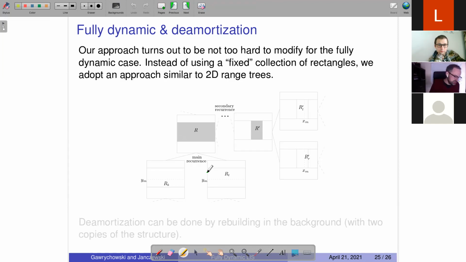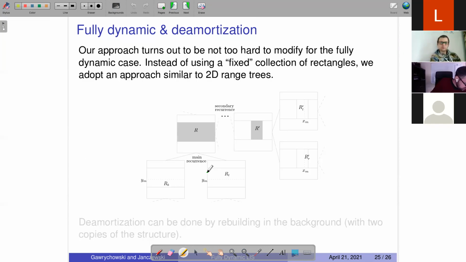So we use a different recursion. If you know 2D range trees, and probably you do, it's a recursion very similar to 2D range trees. So it's divide and conquer on the one coordinate, and inside each problem we do divide and conquer on the other coordinate. So the rectangles are less nice. Now we don't have this guarantee that we can decompose into left, right, top, bottom, but there is still enough structure to make this work. There is one more log factor, because there's slightly less structure.